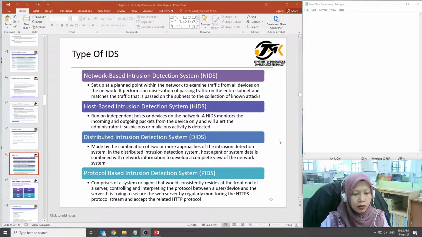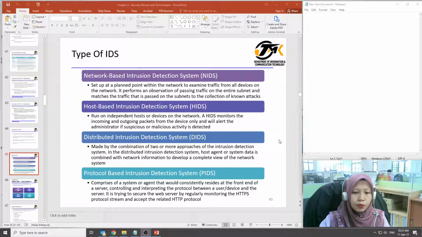So if any access tries to gain another access to the server, the host will detect it and alert the IT personnel. We can also have a distributed intrusion detection system. Distributed means we have a combination of two or more. I can have network based, host based, and protocol based, or I can implement only network based and host based. This kind has more than one, so it is called distributed. They have different approaches to intrusion detection, and they are combined.